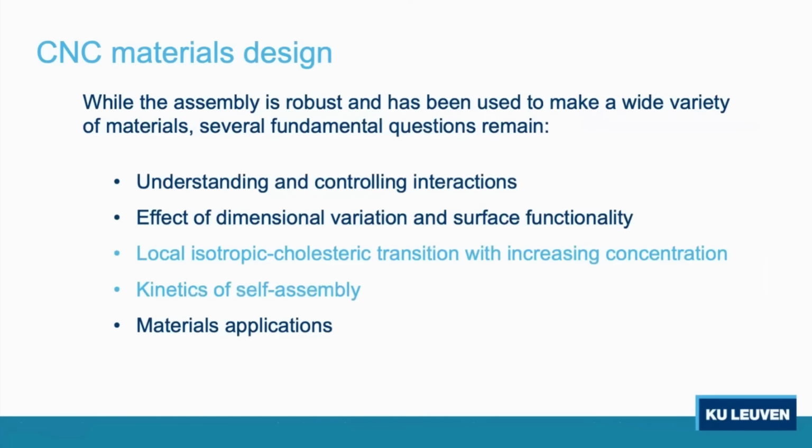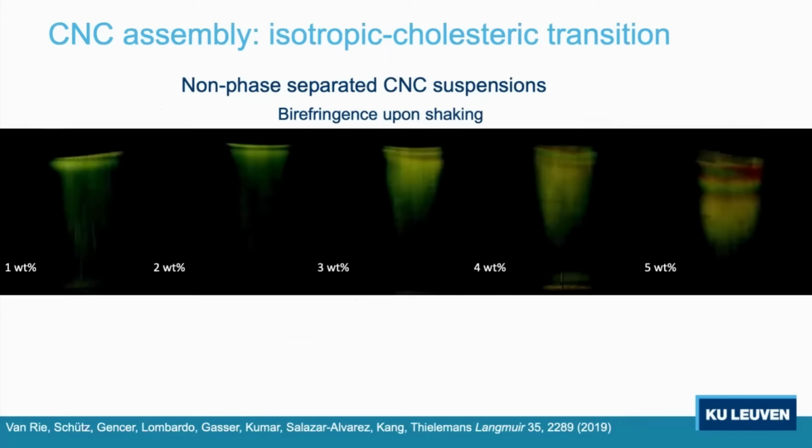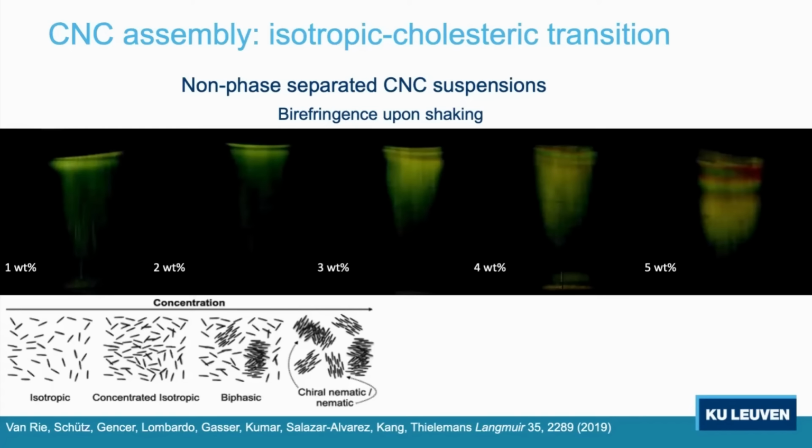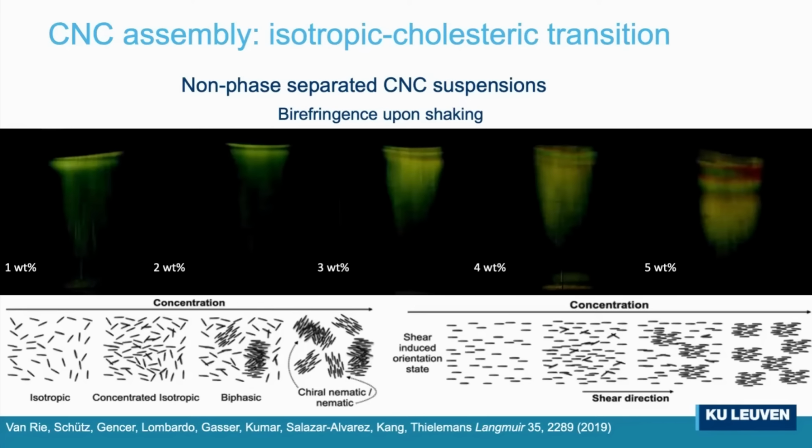If you look at the transition between the isotropic and the chiral nematic or cholesteric phases and the kinetics of self-assembly, because they're kind of related, we made 5 suspensions, which up to 5 weight% were still isotropic. When you shake them under cross polarizers, they start giving you color. Even though they're isotropic, once you start shearing, you start aligning them, and you basically have shear-induced alignment of your nanocrystals. So at rest, they're completely black. They don't show you any polarization.